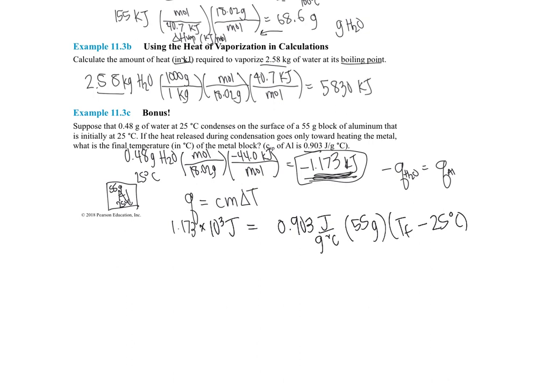Once I plug those values in, I'm going to divide those two things over. So I end up getting 23.62. Joules cancel out, grams cancel out, degrees Celsius equals Tf minus 25. So I'm going to add 25 to that, and that gives me my final temperature equals 48.6 degrees Celsius. So a little bit trickier, but with just some energy conversions.